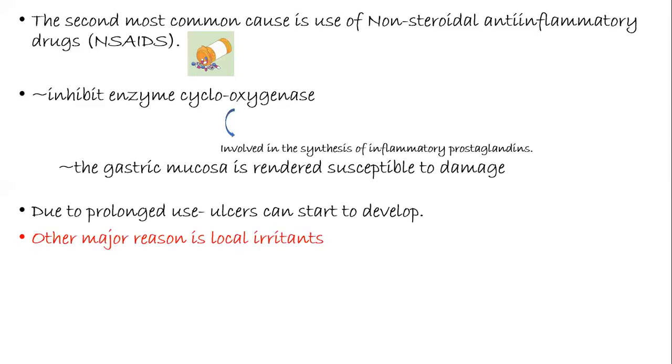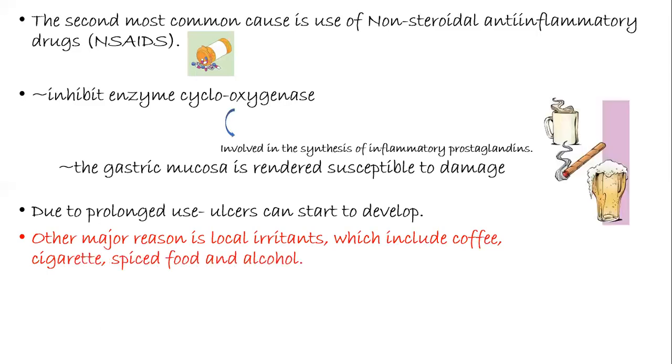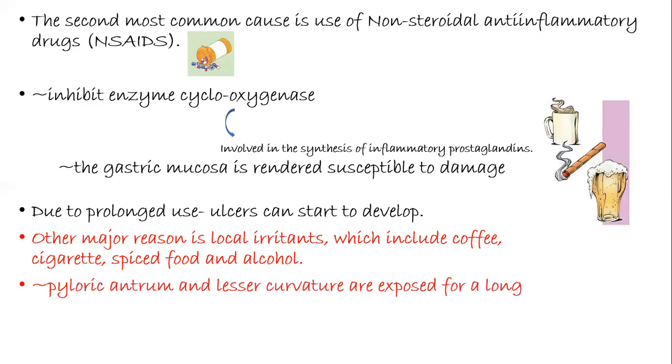Another major reason is local irritants, which include coffee, cigarette smoking, spiced food, and alcohol. So the pyloric antrum and lesser curvature, as I told you, are exposed for a long time to these irritants. So in order to protect yourself from gastric ulcer, it is better that you refrain from these local irritants.